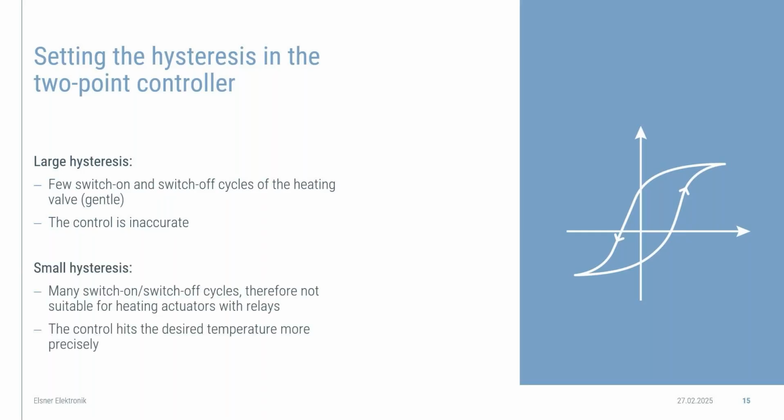How to do it differently? You have the small hysteresis. The difference is that you have many switch on and many switch off cycles. Therefore, it's not really suitable for heating actuators with relays, because they can only switch a limited number of times. The control hits the desired temperature more precisely. That's definitely a plus. We need to note that the valve also needs 3 to 5 minutes to open and close and may therefore no longer work properly if the hysteresis is too small. So you can go for a large or a small hysteresis, but in most cases you need to evaluate and probably find a way through the middle.